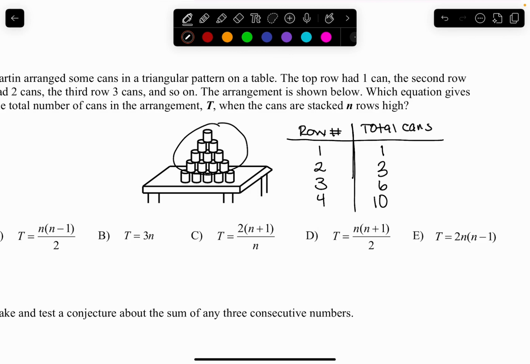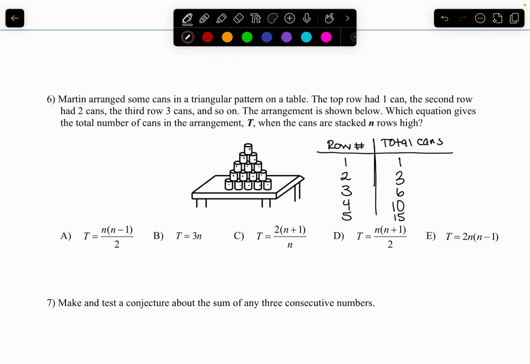1, 2, 3, 4, 5, 6, 7, 8, 9, 10. Okay, and then when I add on my last row, row 5, I've got 1, 2, 3, 4, 5, 6, 7, 8, 9, 10, 11, 12, 13, 14, 15. I've got 15, okay? So what we need to do is figure out which one of these equations has my row number as n and my total cans as T.